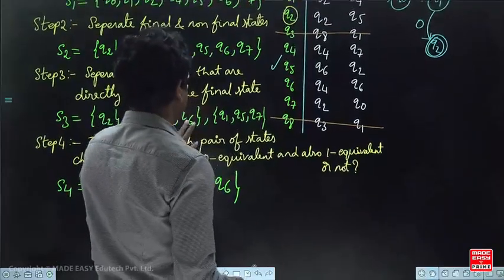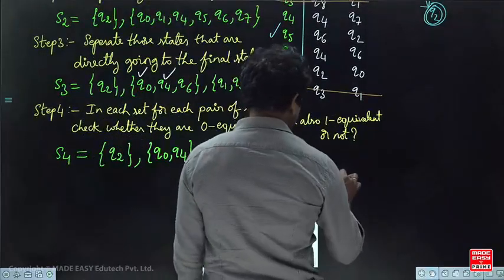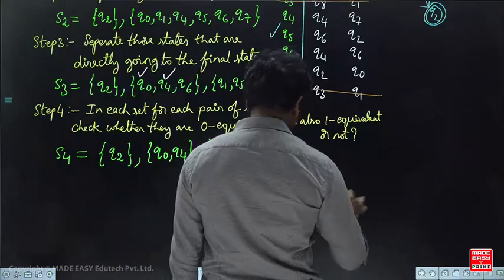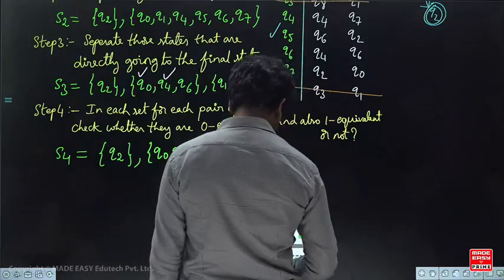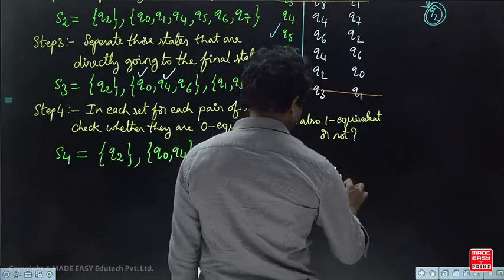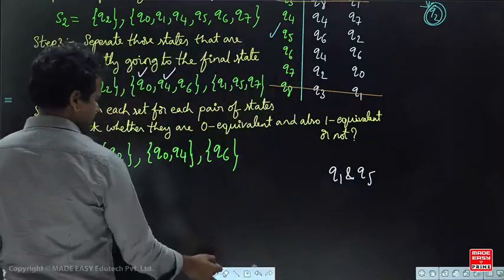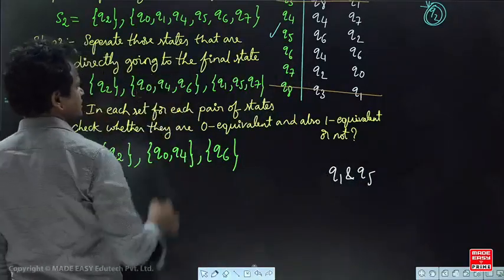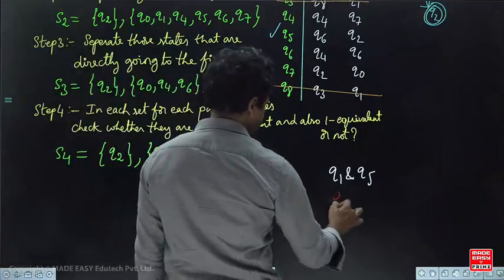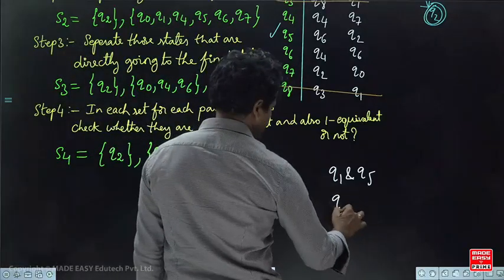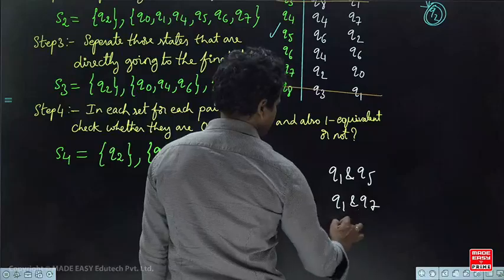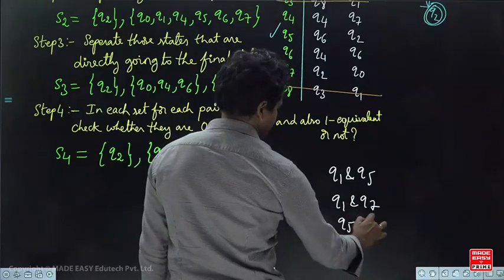Look at this, Q1 and Q5. I am checking Q1 and Q5. Why? Q1 and Q5 are in the same set. Those are in the same set. You have to check Q1 and Q5, Q1 and Q7, and Q5 and Q7 also you have to check.